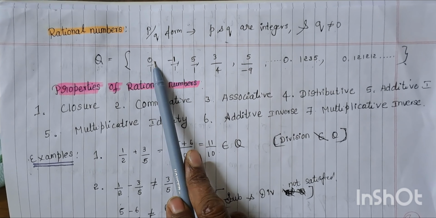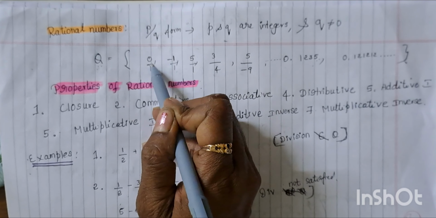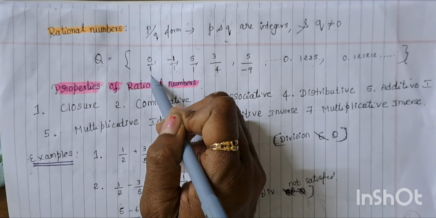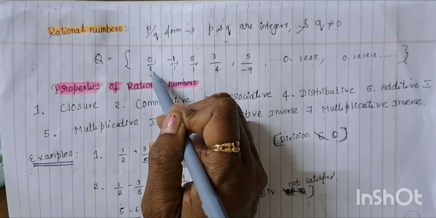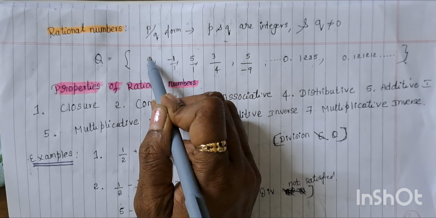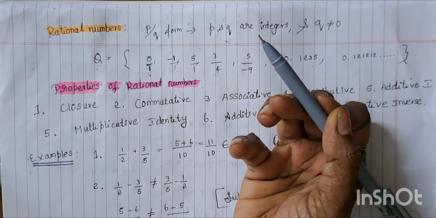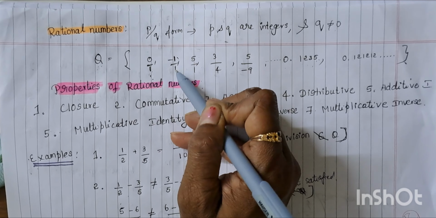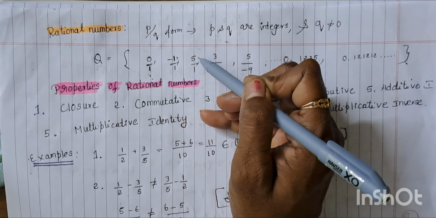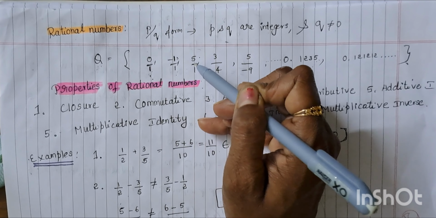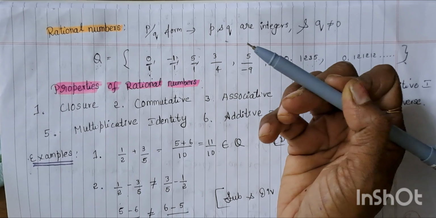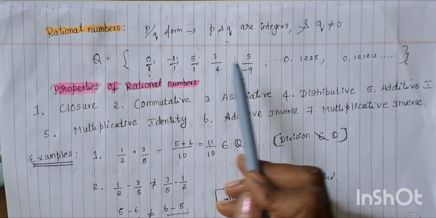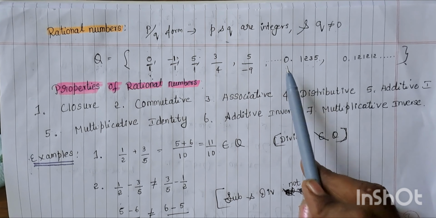0 is also a rational. How? We can write it as 0 by 1. Whatever the number is, the denominator we can represent by 1. So 0 by 1. If minus 1 is there, we can write it as minus 1 by 1. If 5 is there, we can write it as 5 by 1. So simply, integers we can also say are rational.